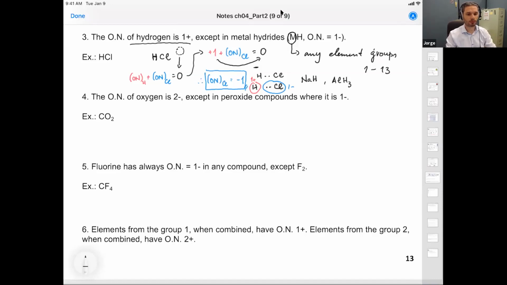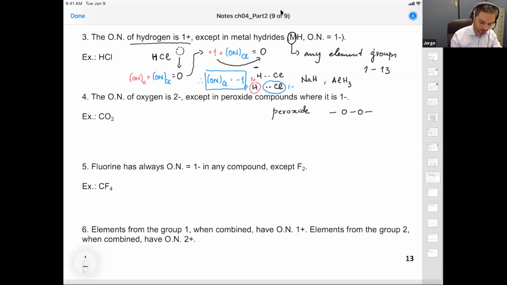Now I would like to move on to rule number 4. The oxidation number of oxygen is usually 2 minus, except in peroxide compounds where it is 1 minus. Okay. What is a peroxide compound? A peroxide compound is any compound that has oxygen bonded with oxygen and then bonded to another element in the extremes.